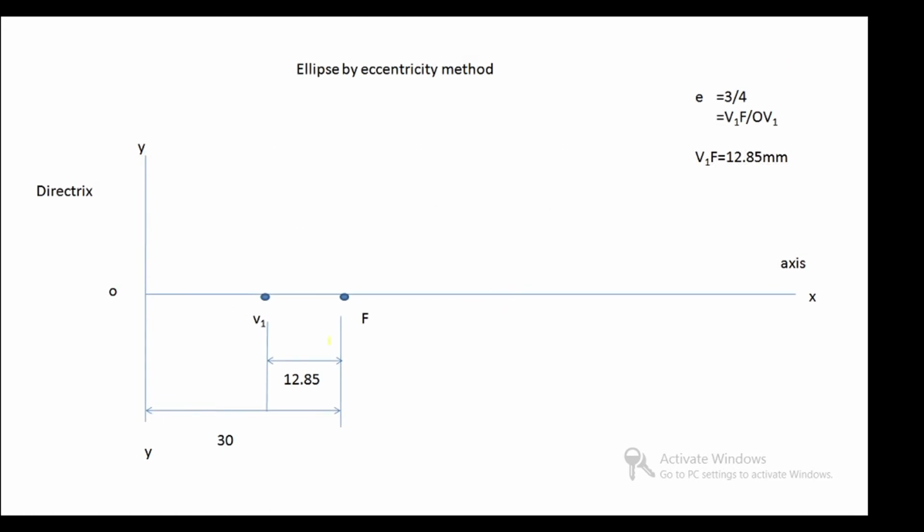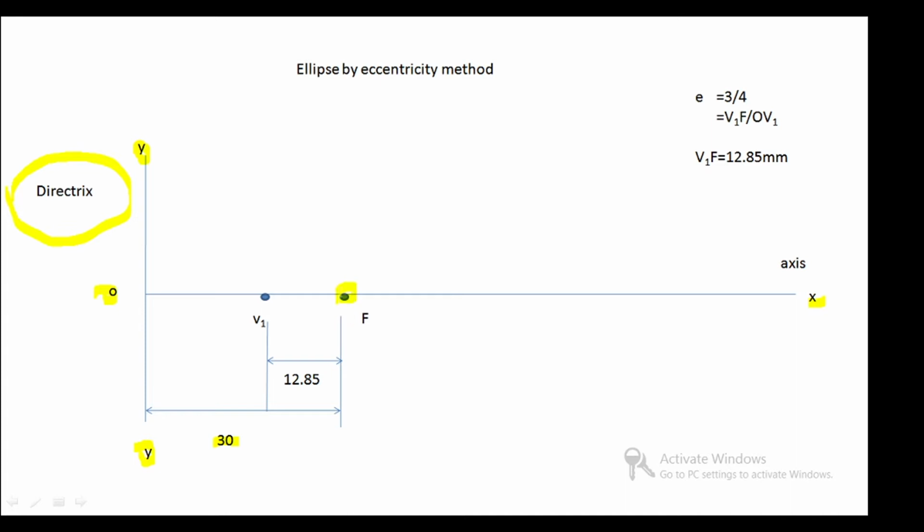This is very important. O to X is the axis line, and the vertical axis Y is called the directrix. After that, from the given data, the focus point is located 30 mm from the directrix.